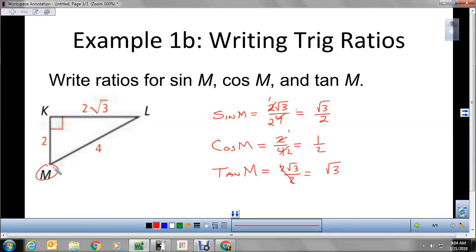So it's very important that you understand what is the opposite leg, what is the adjacent leg to an angle, and which one is the hypotenuse. The hypotenuse doesn't change, but the opposite and adjacent can, based on which angle you're referring to.